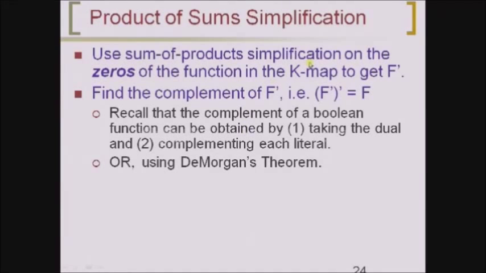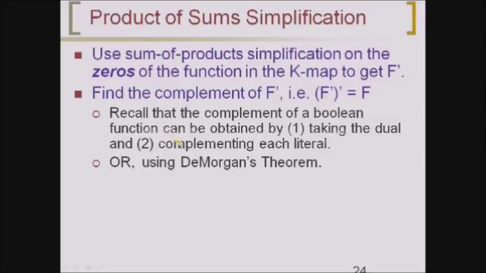Product of sums simplification: use sum of products simplification on the zeros of the function in the K map to get F complement. Up to now we have seen how to represent sum of products, but if you want to represent max terms, then you have to represent them with zeros, and the resultant expression that we get is F complement. Find the complement of F complement, that is F complement whole complement equals F.